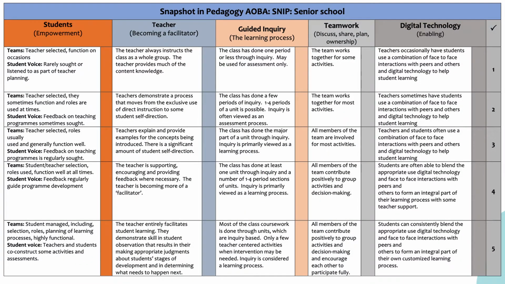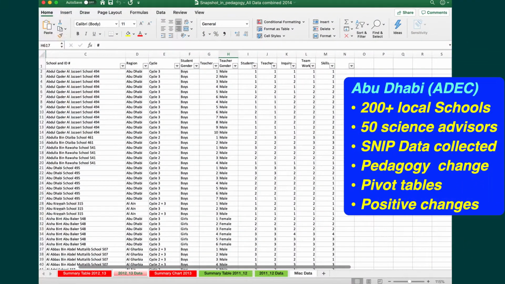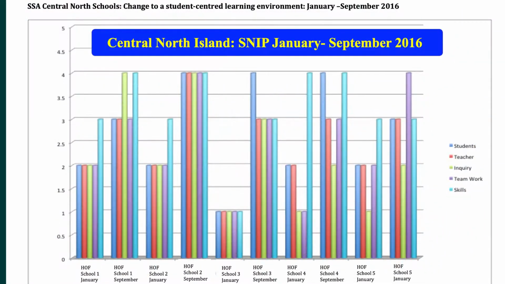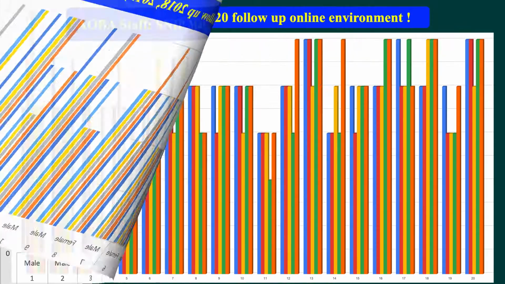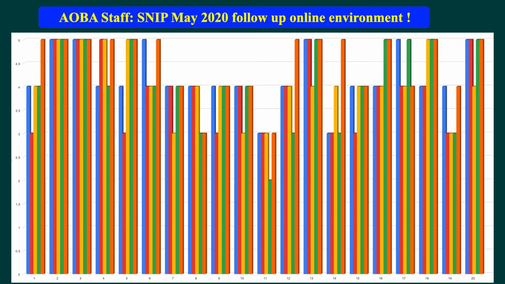Snapshot and pedagogy, pretty simple to use, very quick. 1 to 5, 5 is the best. Central North Island, measured the shift over from January to September. They use it lots during the year, of course. Quite a shift there. You can see that's in the online environment. Huge shift over the 3 years.